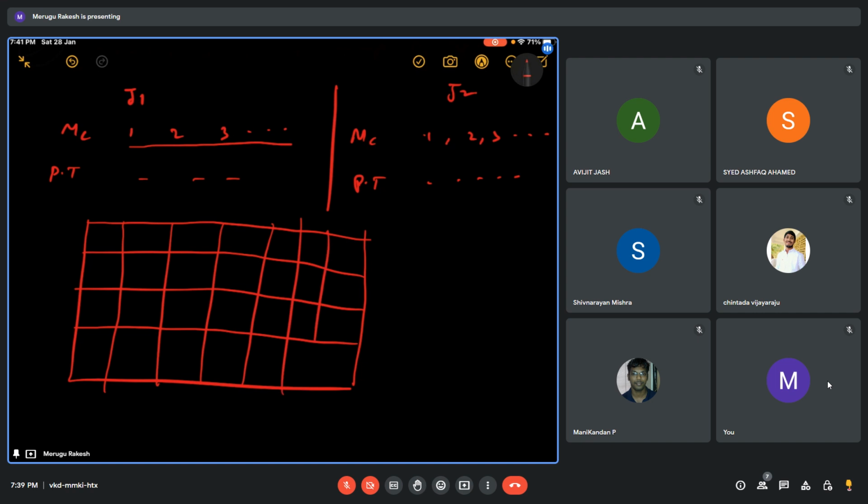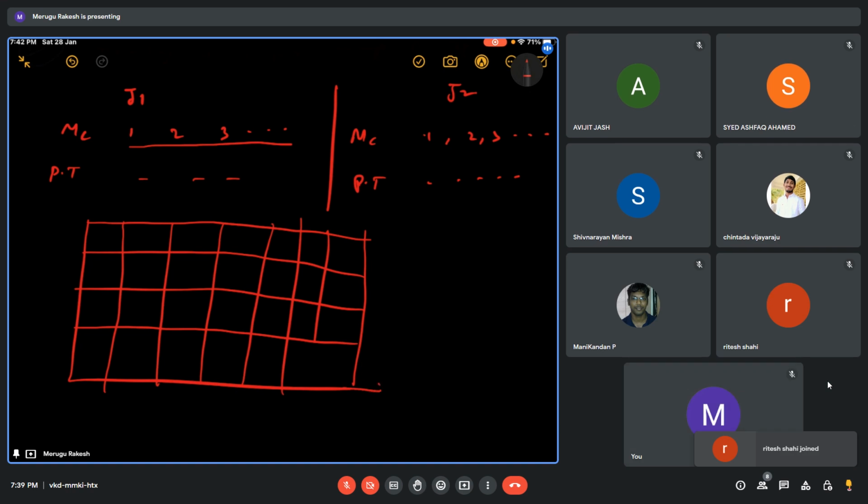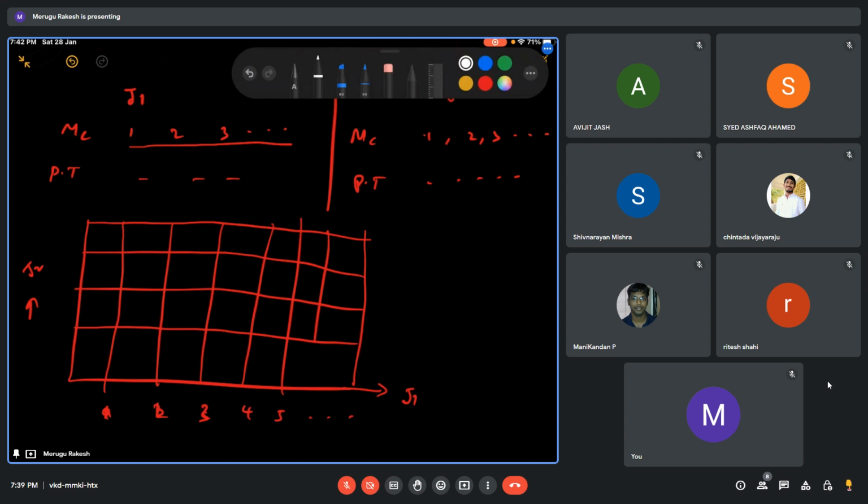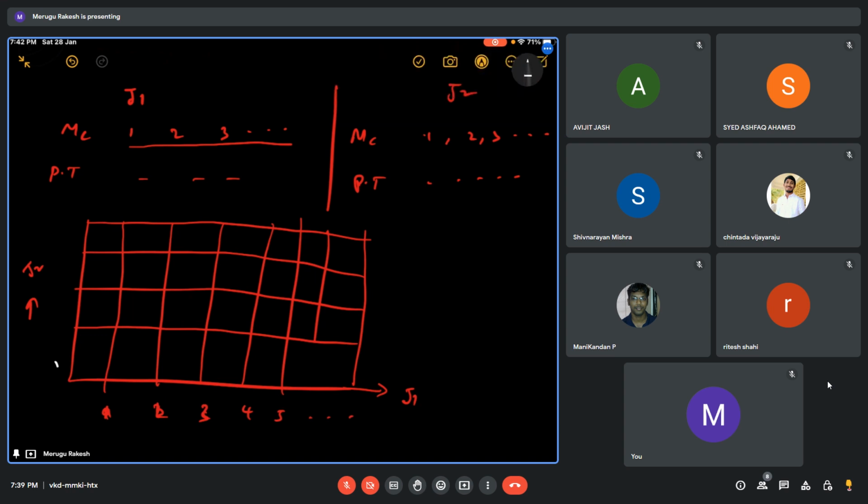And we'll assume that J1, whatever the job that is processing, will take the x-axis. So in this, we'll solve J1, whereas in the y-axis, we will solve J2. Okay, and we will keep the values for machines A, B as 1, 2, 3, 4, 5, and so on. Similarly, in the other case, 1, 2, 3, 4, 5, 6. And then I will arrange this grid in a certain manner.